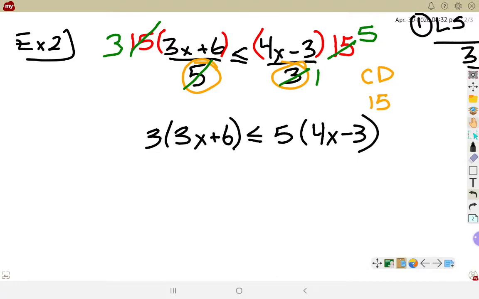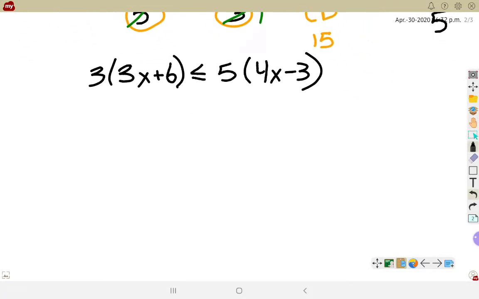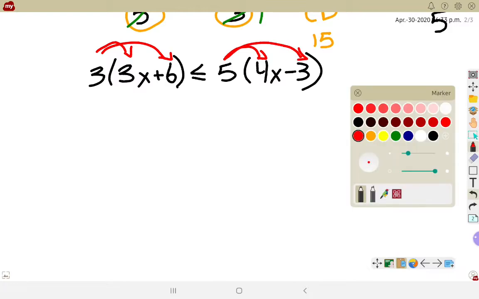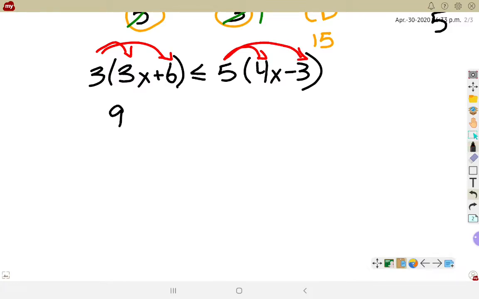Okay, so I still have distributive property that I need to throw in here. So I'm going to multiply everything inside the brackets by what was sitting out front. Okay, and so now I have 9x plus 18 should be less than or equal to 20x minus 15.